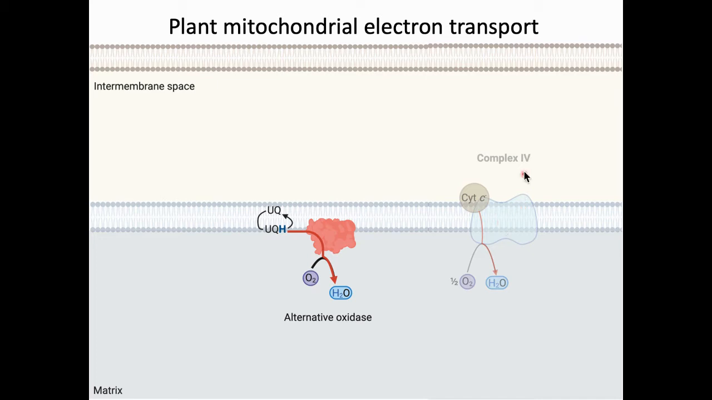And apart from complex 4 that can transfer electrons to oxygen and produce water, we also have the alternative oxidase that can receive electrons and hydrogen from plastoquinol and give those to oxygen and produce water. And by this process, the alternative oxidase, unlike the other complexes in the electron transport chain, will not produce ATP. The free energy released as the electrons flow is lost as heat.